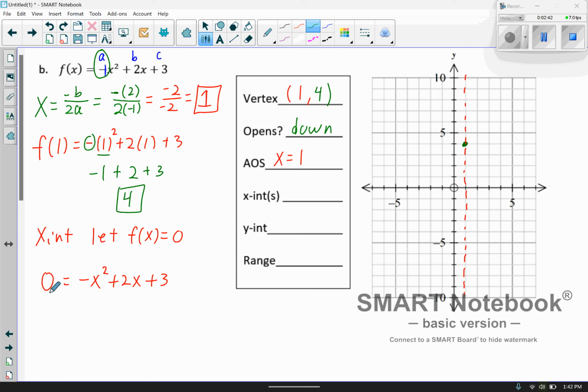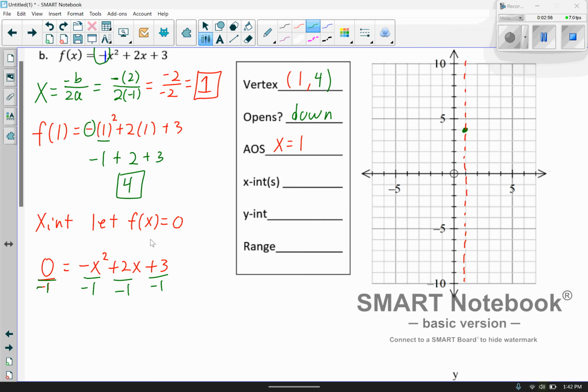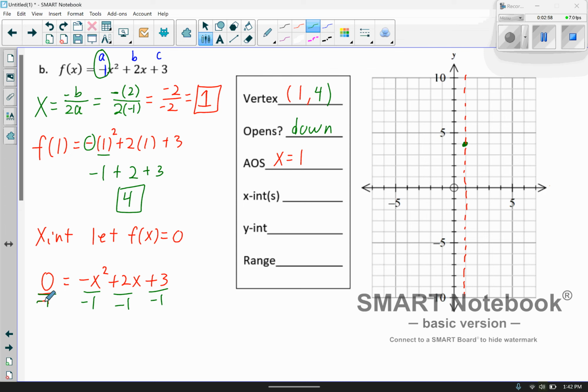So what I'm going to do here is I'm going to go ahead and divide everything by -1. So that's one of my properties of equality. So I'm going to divide everything I see by -1. And what that will do for me is cause a sign change. Well, 0 divided by -1, that will stay 0. But everything else, if it was negative, it becomes positive. And if it was positive, it'll become a negative or minus. So now I have +x² minus 2x and minus 3. And that'll just make the factoring process a little bit easier for me.